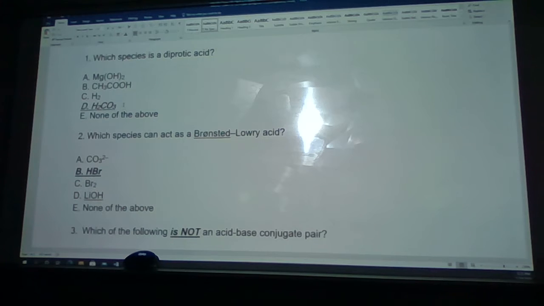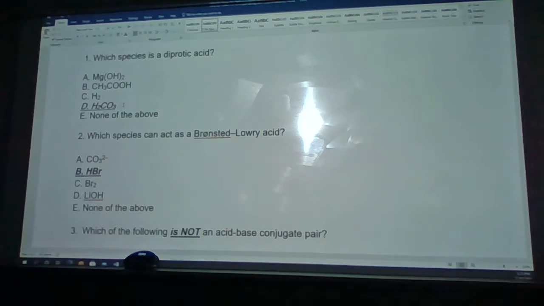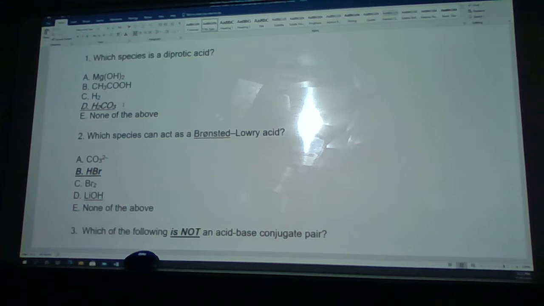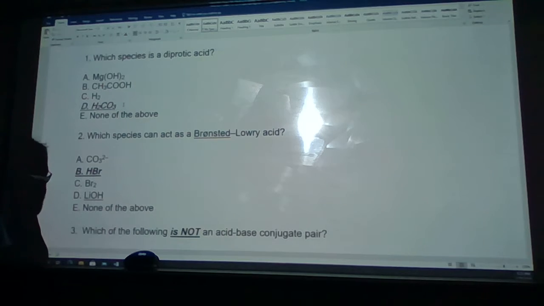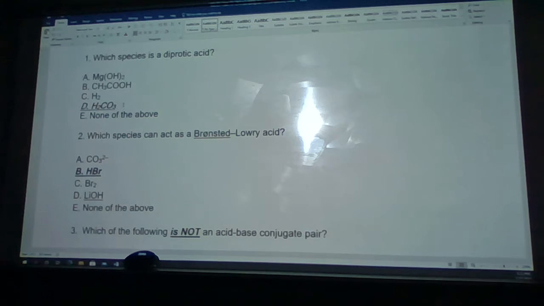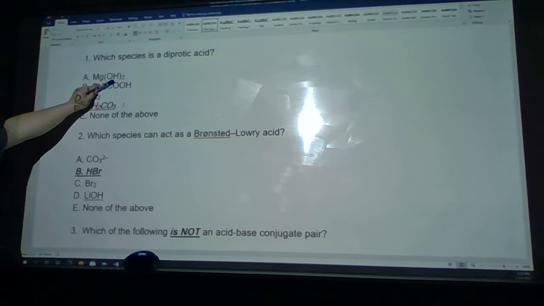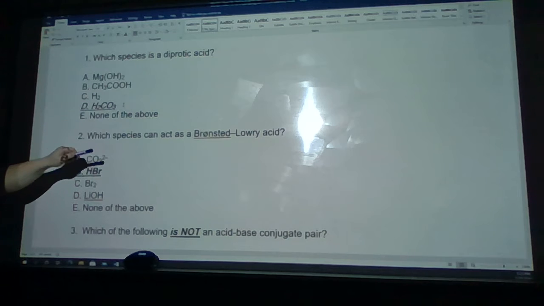Which species is a diprotic acid? Since we're asking for an acid, we're looking for that material that has an H in front of it and is a neutral compound. Di means two. Pro deals with the H plus, proton, diprotic. So does A have two H's in it? Not two OH's, just two H's in it. No, it doesn't. Is H2, hydrogen gas, an acid? No, it's not.